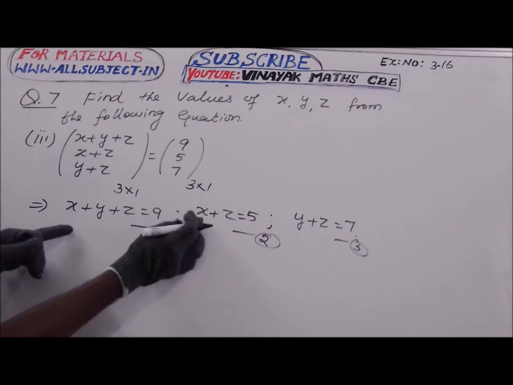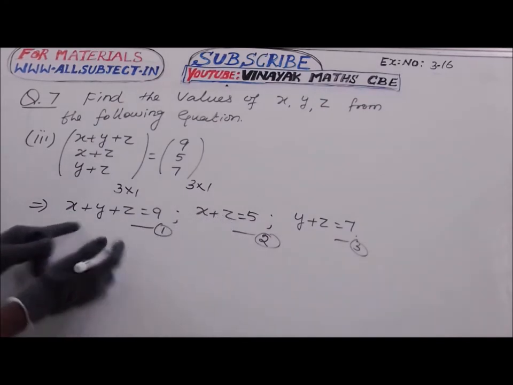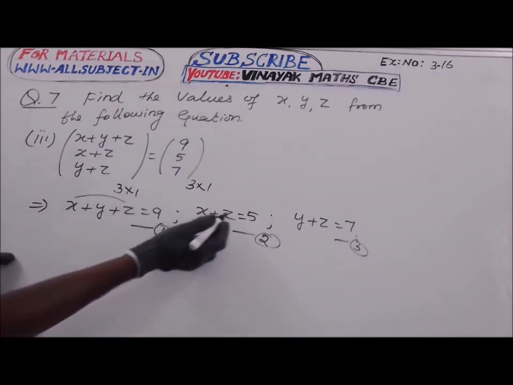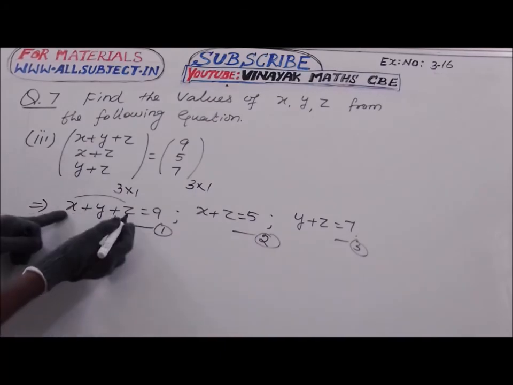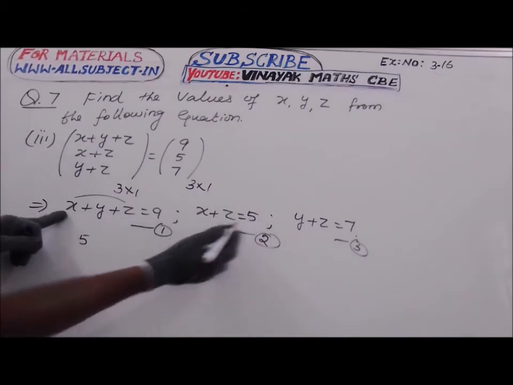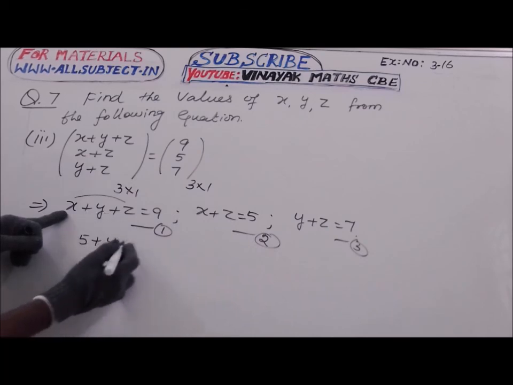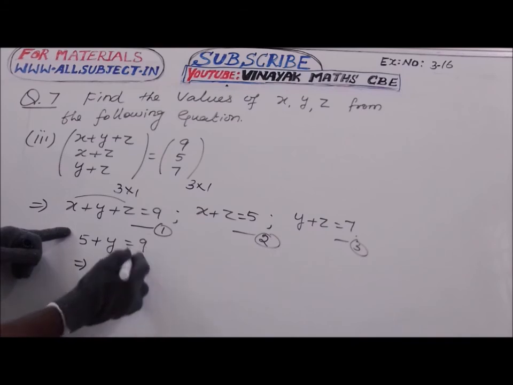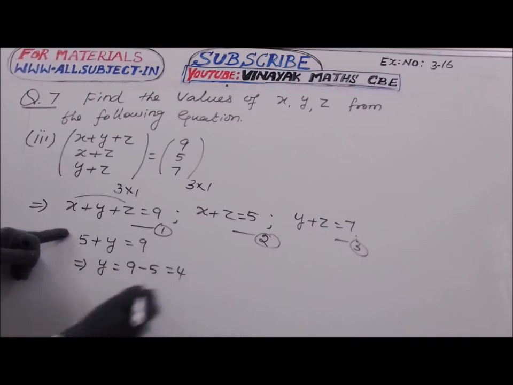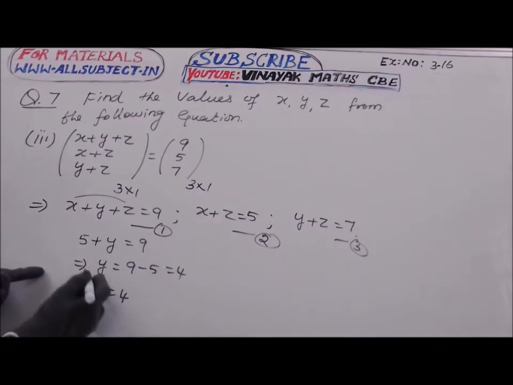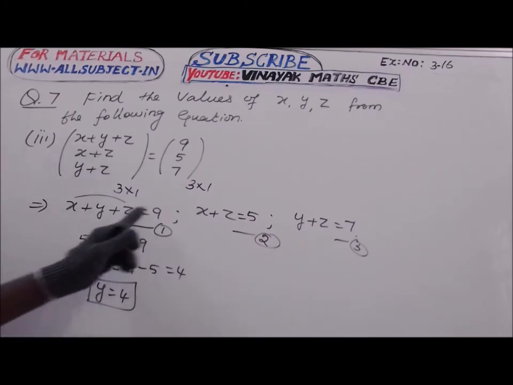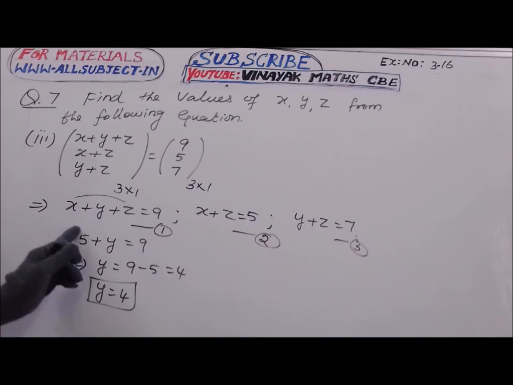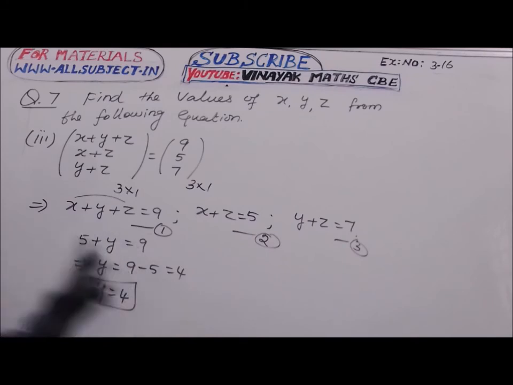Here, substituting x plus z as 5, we will get y. In equation 1, for x plus z we substitute 5. The remaining is 5 plus y equal to 9, which implies y equal to 9 minus 5 equal to 4. Therefore, we have got the value of y as 4.